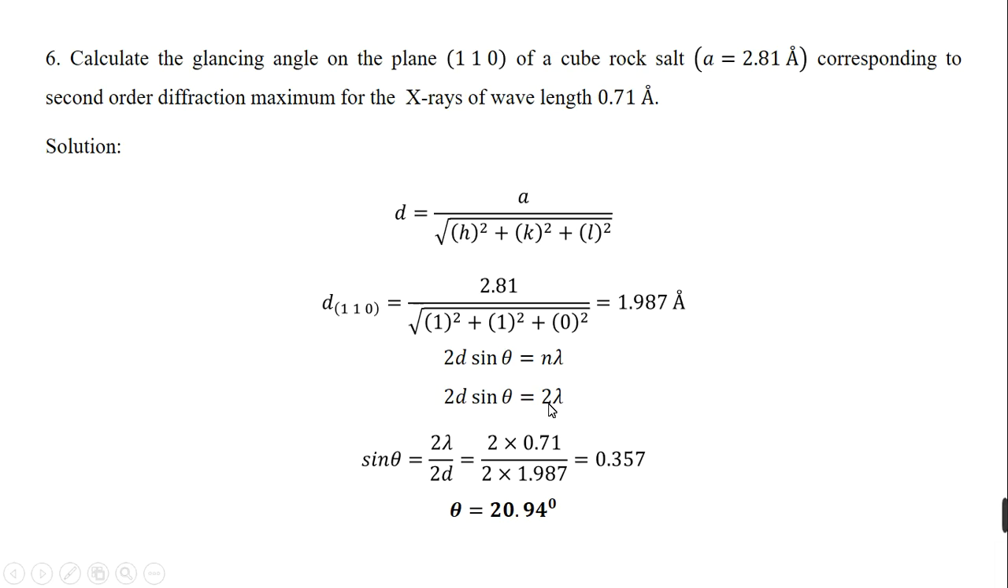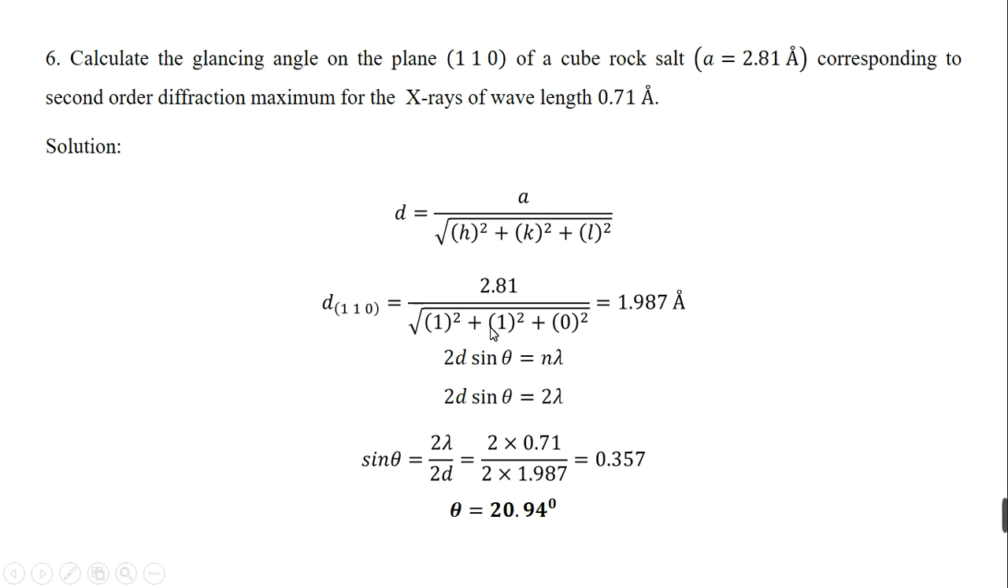Now in this formula just check what the given values are and what is needed. So d is not mentioned anywhere in the problem. Theta is to be determined, the second order is given as 2, and the wavelength is given as 0.71 angstroms. So first we need to calculate the d value, as this is a cubic rock salt, so use the formula d is equal to a divided by root of h square plus k square plus l square.